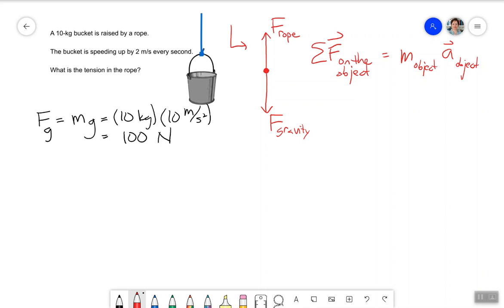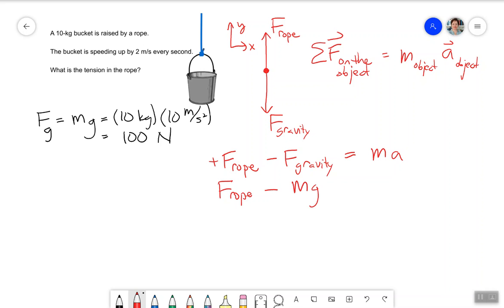I'm going to choose axes, x and y, and then I'm going to apply Newton's second law. So I only need to worry about the y direction, and the sum of the forces there is the force due to the rope in the positive direction and the force due to gravity in the negative direction. And that's equal to m times a. So the force due to the rope, the thing that I'm trying to find, minus mg.